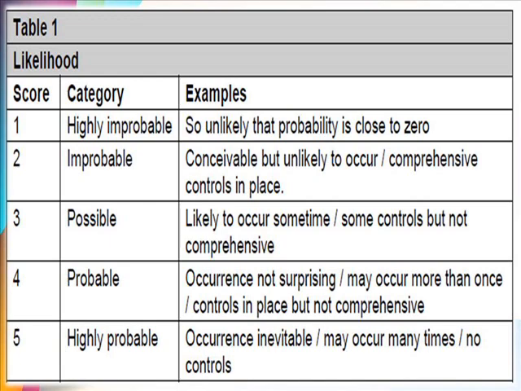Highly improbable means so unlikely that probability is close to zero. Improbable means conceivable but unlikely to occur, comprehensive controls in place. Possible means likely to occur sometime, some controls but not comprehensive. Probable means occurrence not surprising, may occur more than once, controls in place but not comprehensive. Highly probable means occurrence inevitable, may occur many times, no controls.